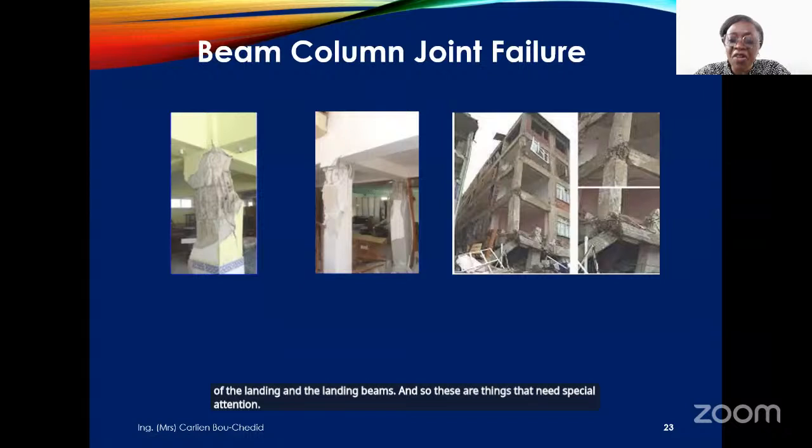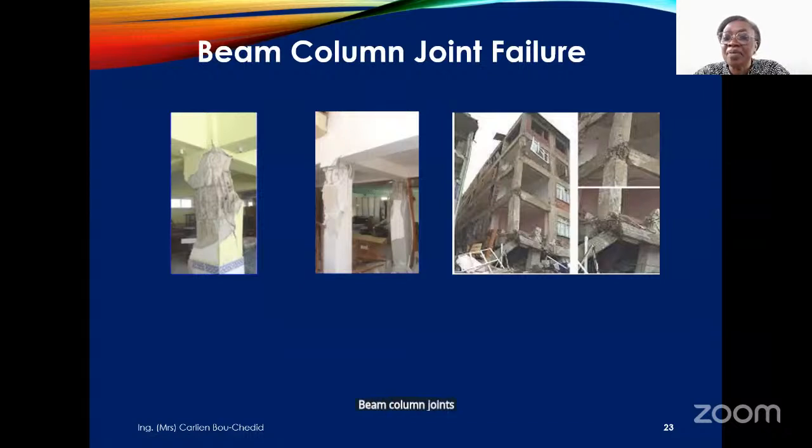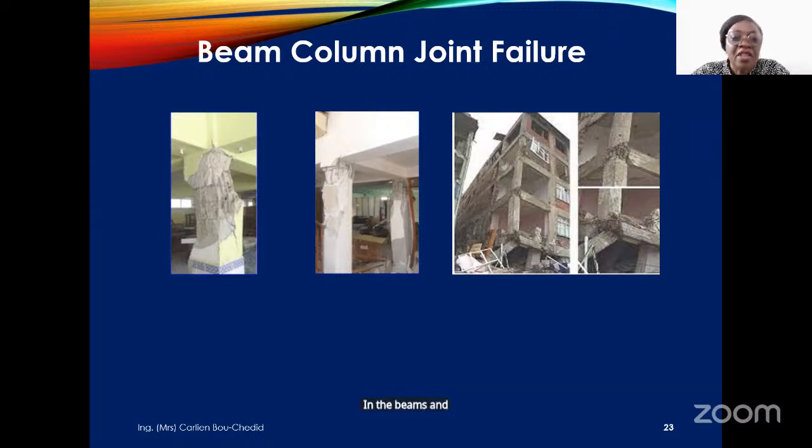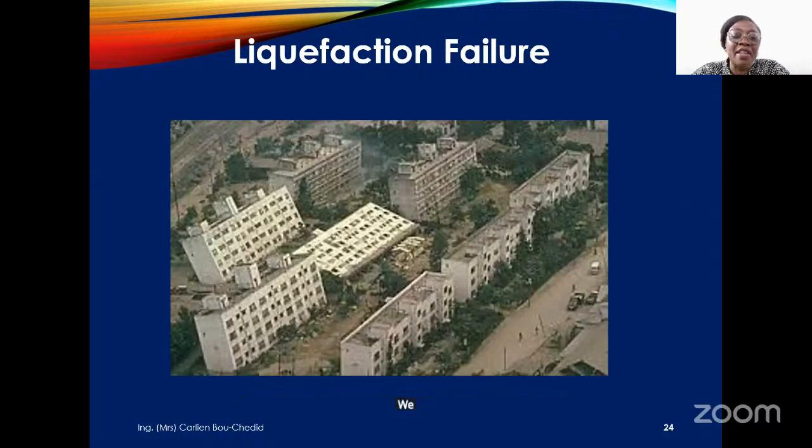Beam column joints are especially problematic if they are not properly designed. And in fact, we say in structures that we design for failure. In earthquake resistant design, you're supposed to design so that the failure happens where you determine the failure to be, in the beams and not in the columns. And beam column joints often fail. We'll see a little bit more about why that happens.